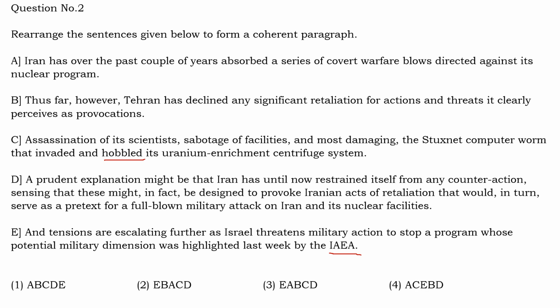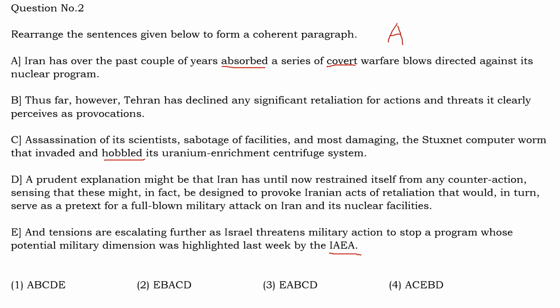Yeah, definitely A is the correct opening sentence because it talks about the way a lot of covert warfare blows. Covert means open or direct. So very open warfare blows directed against the nuclear program. So Iran has absorbed. The word absorbed is also very important. Absorbed means they have silently suffered. They have not done any retaliatory attack, or they have not reacted against these kind of attacks. That is why it is called absorbed.